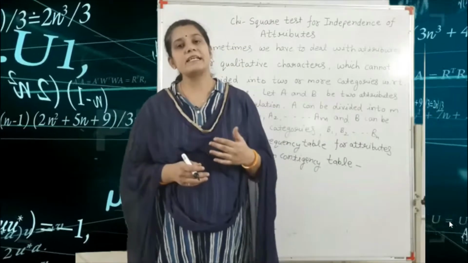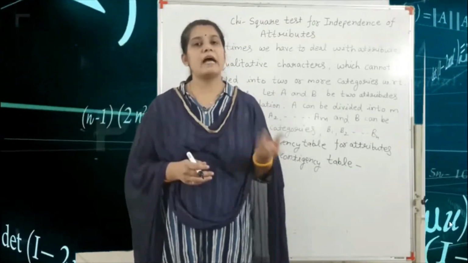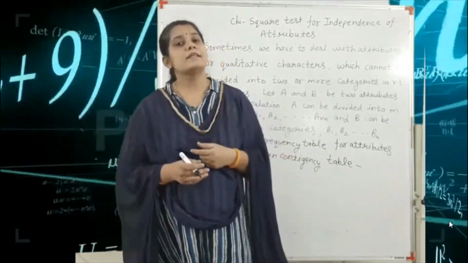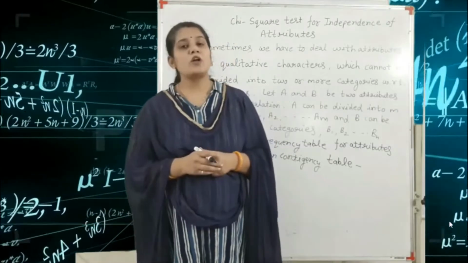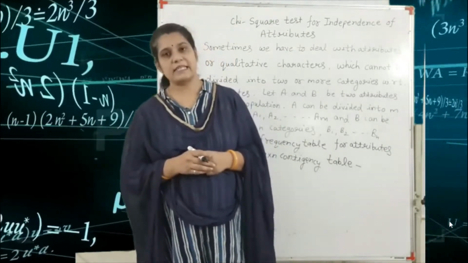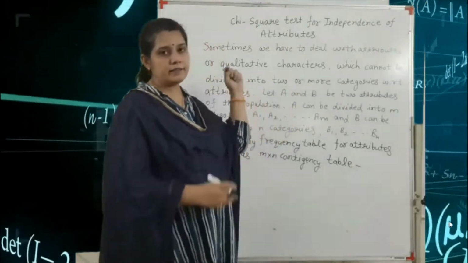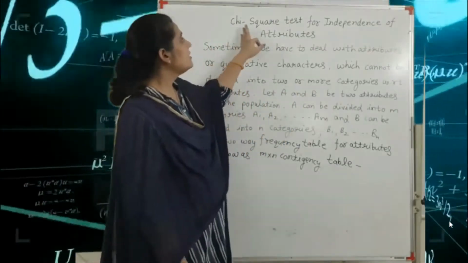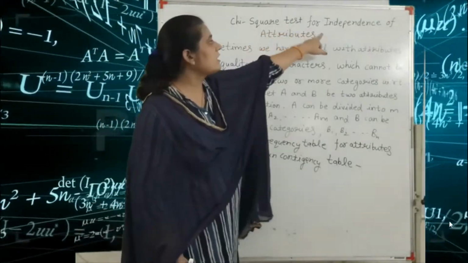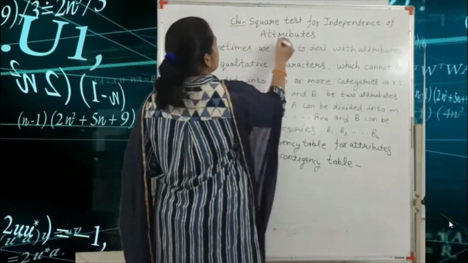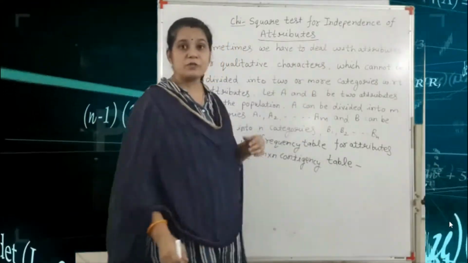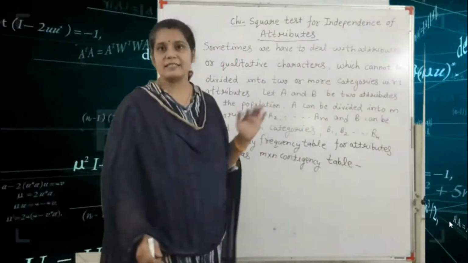The F test is always used for the variance, or you can say the standard deviation. And the chi-square test is always used for the frequency. But this is a different type of chi-square test: the chi-square test for independence of attributes. The method is very easy.